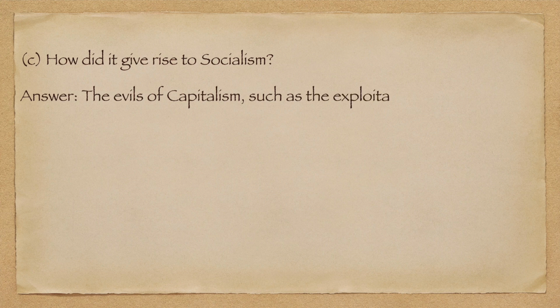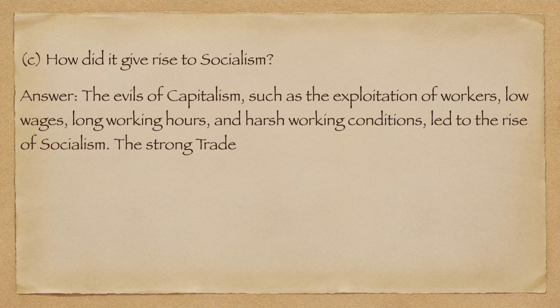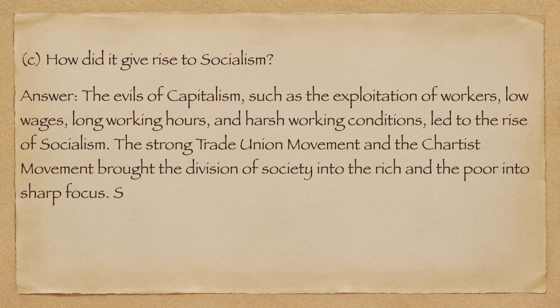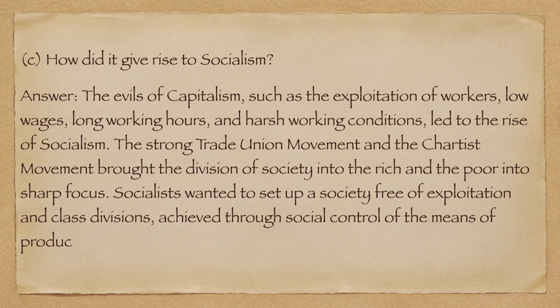C. How did it give rise to socialism? Answer. The evils of capitalism, such as the exploitation of workers, low wages, long working hours, and harsh working conditions, led to the rise of socialism. The strong trade union movement and the Chartist movement brought the division of society into the rich and the poor into sharp focus. Socialists wanted to set up a society free of exploitation and class divisions, achieved through social control of the means of production and distribution.